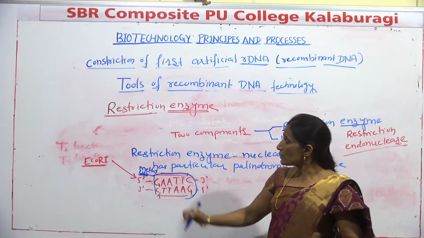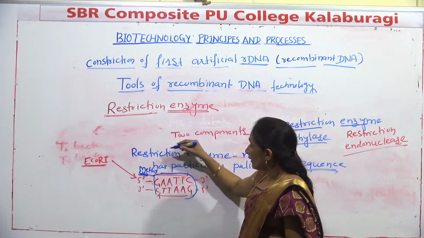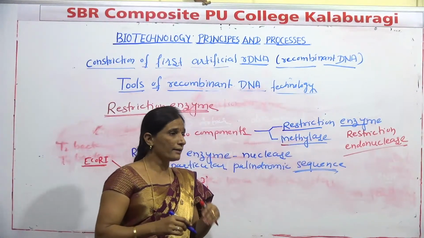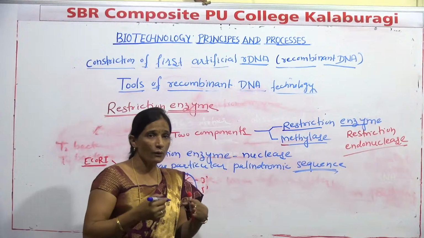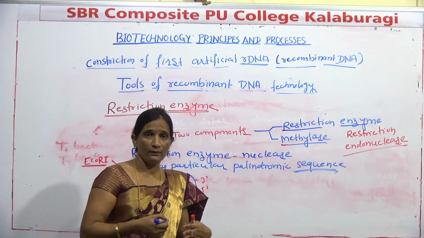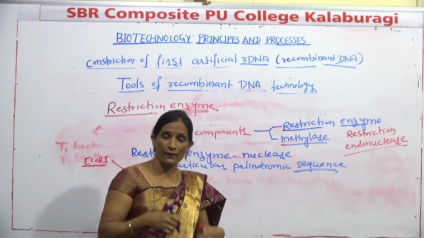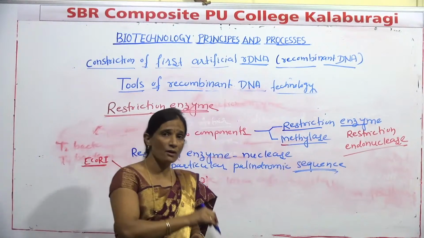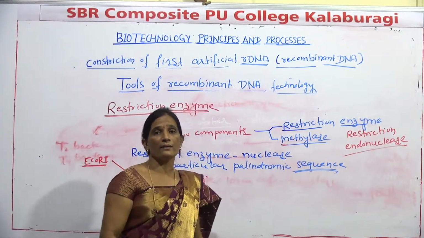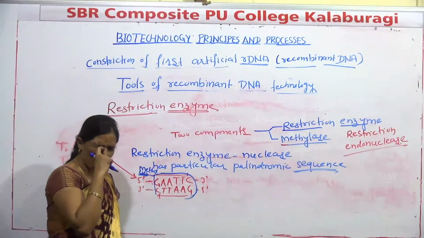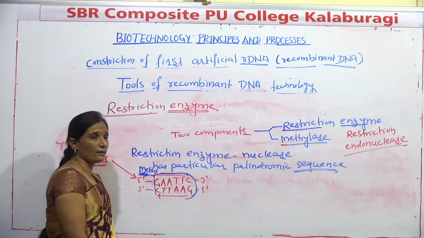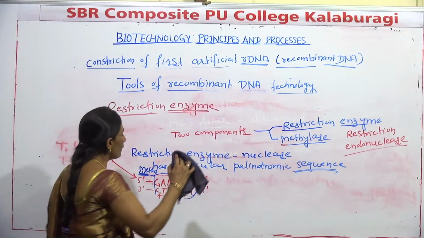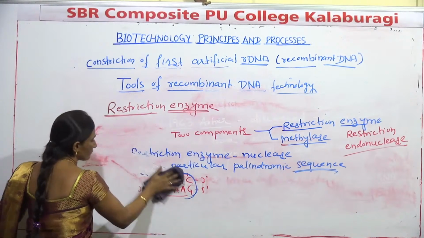So scientist Arber discovered that bacteria protect themselves from the bacteriophage with the help of a defense mechanism because of the presence of two components: one is the restriction enzyme, and the second one is the methylase. Is it clear? Okay.